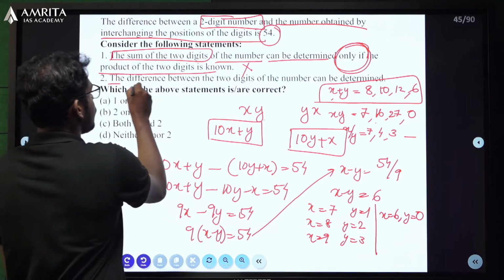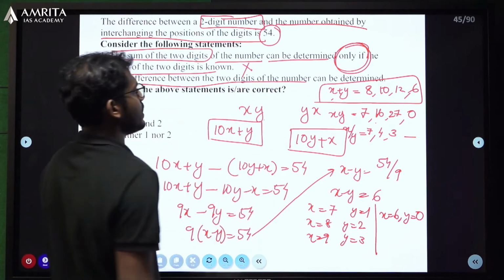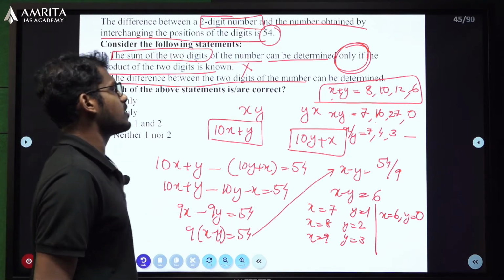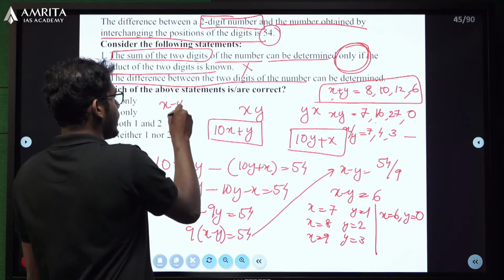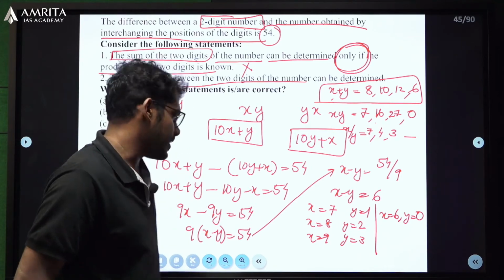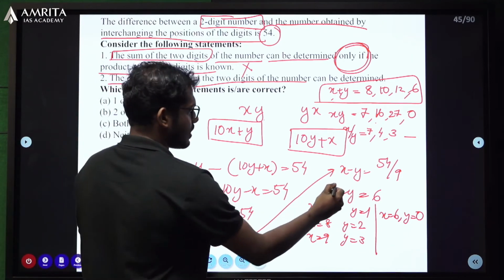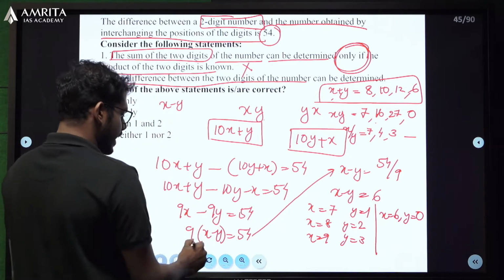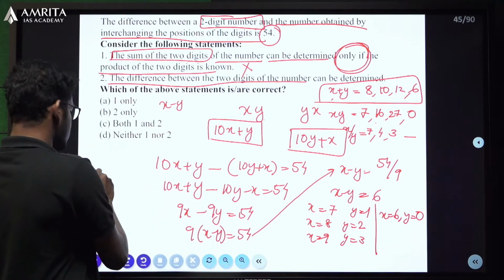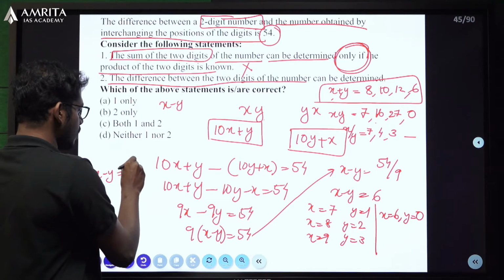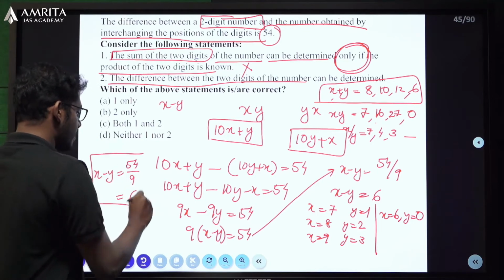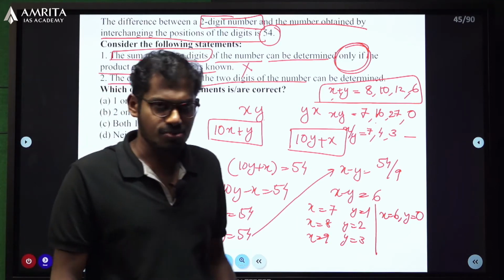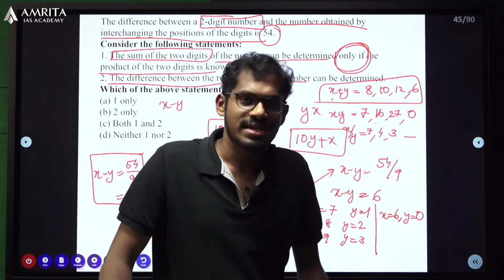The second statement says the difference between the two digits of the number can be determined, which means the difference between x and y, x minus y, can be determined. Yes, possible, because 9 into x minus y is 54. So x minus y is equal to 54 divided by 9, which is 6. So the difference between the two digits can be determined.